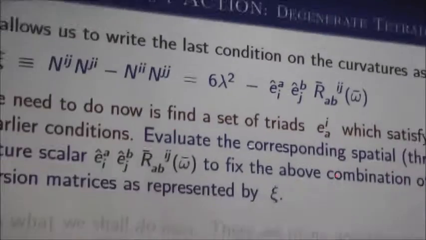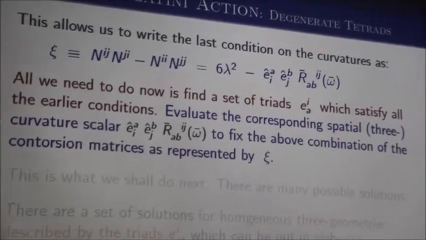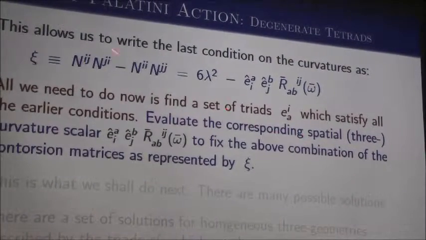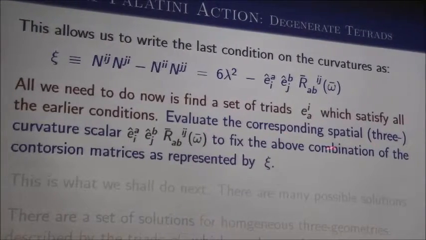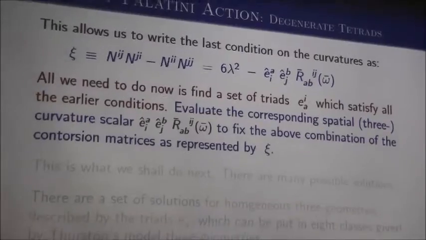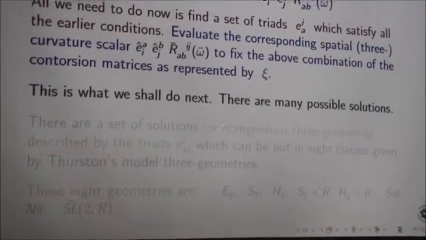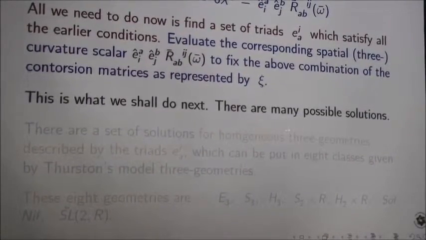So all we need now to find a set of new solutions is to find a set of triads which will solve the earlier set of equations and then evaluate the corresponding spatial 3-curvature, this object, to fix the combination zeta. And that will complete the sequence of finding a solution. Let's do that now, and we'll immediately realize there are many possible solutions.